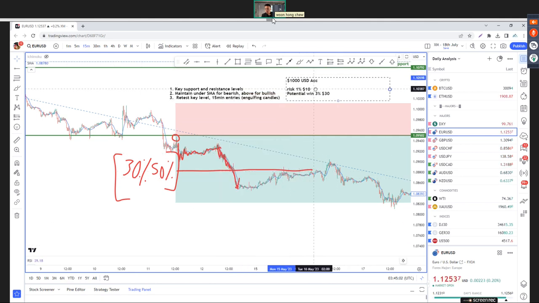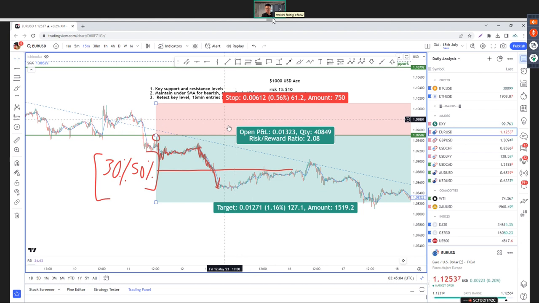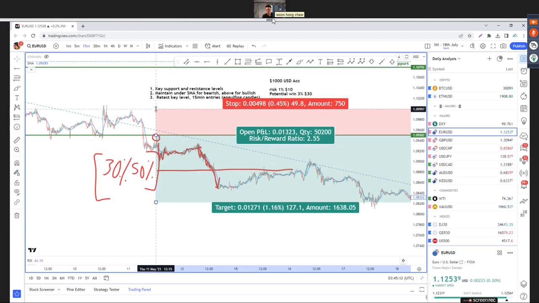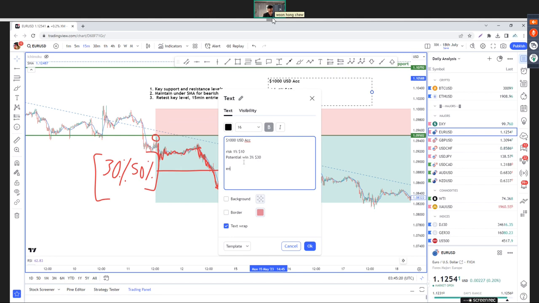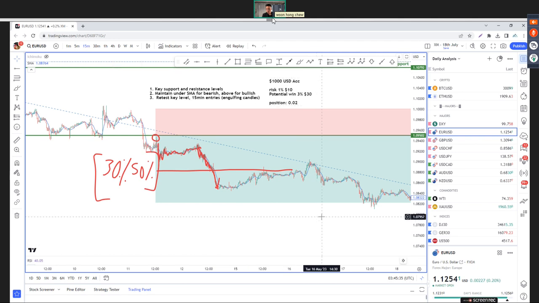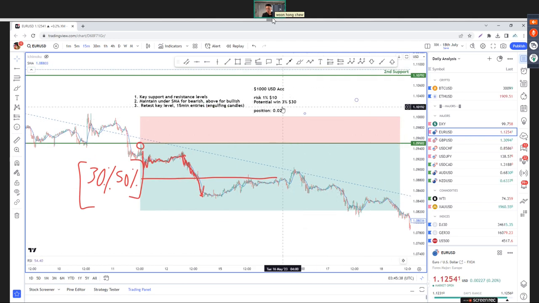Okay, we are risking 1% for 61.2 pips. Let's just take it as 50 pips for easier reference. So your entry, your position, $10. So 0.02. Yeah. Okay.